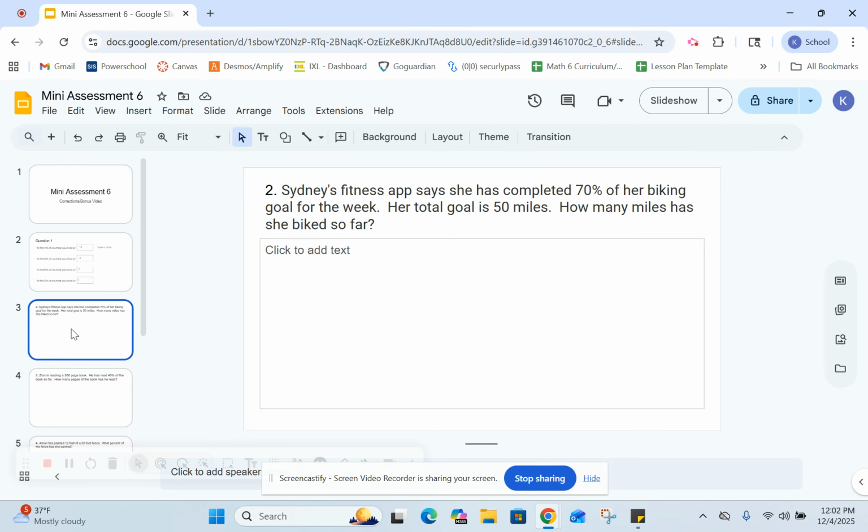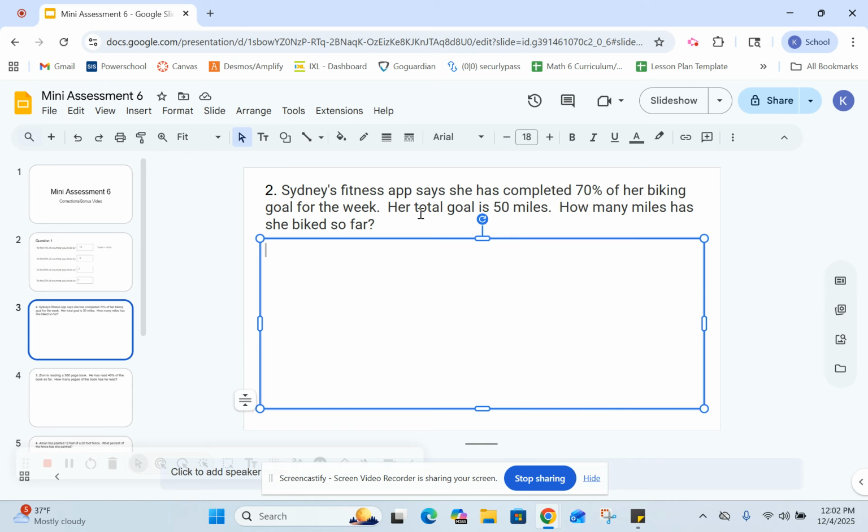Sydney's fitness app says she has completed 70% of her biking goal for the week. Her total goal is 50 miles. How many miles has she biked so far? All right, so we're going to set up a chart. We have our miles and the percentage that matches those miles. So if 50 miles is her total goal, that means 50 miles would be, that's right, 100%, because the total is always 100%.